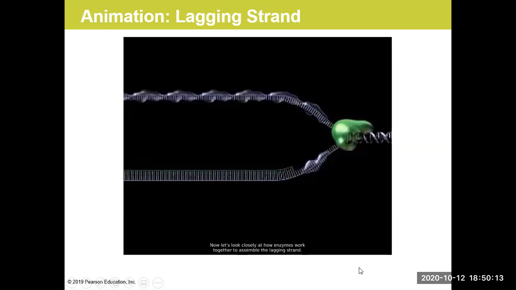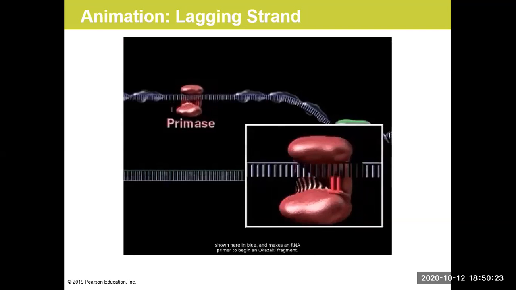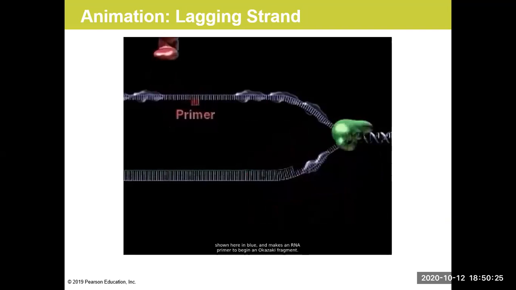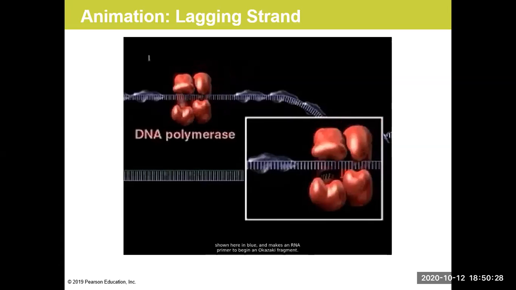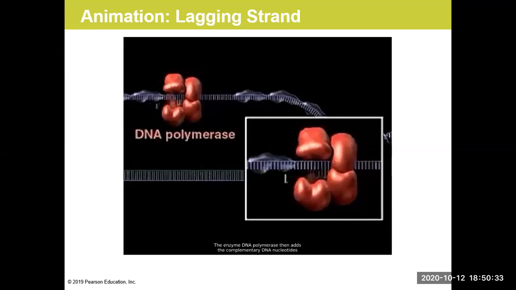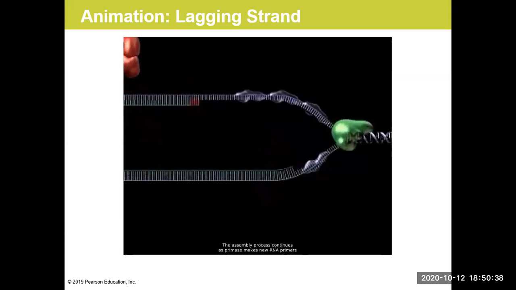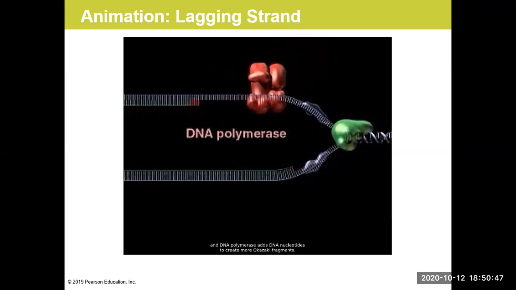Now let's look closely at how enzymes work together to assemble the lagging strand. First, the enzyme primase removes the single-strand binding proteins, shown here in blue, and makes an RNA primer to begin an Okazaki fragment. The enzyme DNA polymerase then adds the complementary DNA nucleotides to synthesize the rest of the fragment. The assembly process continues as primase makes new RNA primers and DNA polymerase adds DNA nucleotides to create more Okazaki fragments.